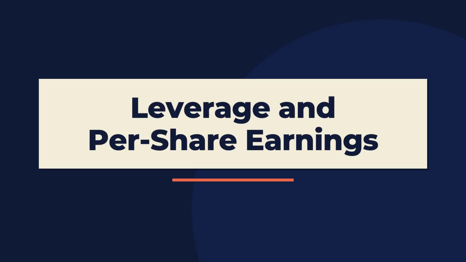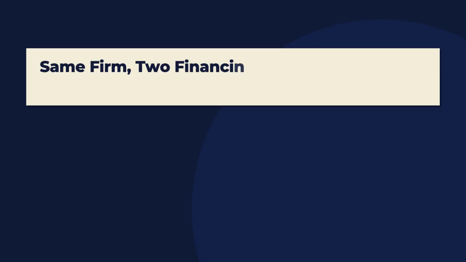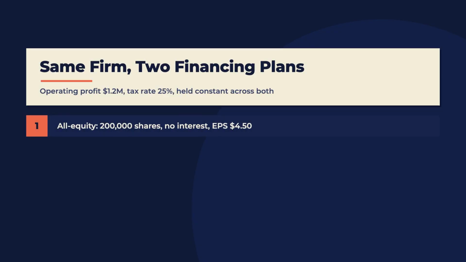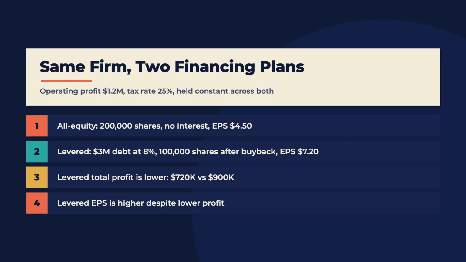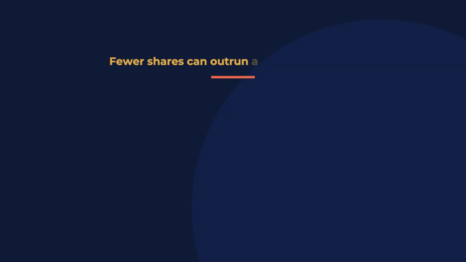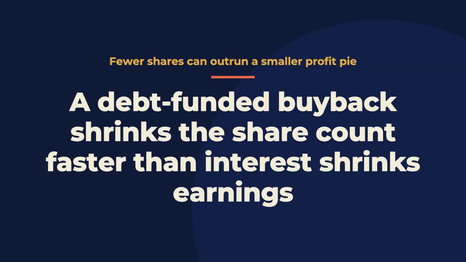Let's isolate exactly what financial leverage does by financing the same firm two different ways, holding operations fixed and changing only the capital structure. Under all equity financing, 200,000 shares split $900,000 of after-tax profit for $4.50 per share. Under the levered plan, interest of $240,000 cuts profit to $720,000, yet with only 100,000 shares outstanding, earnings per share jump to $7.20. The buyback cut share count in half, and that reduction more than offset the drag from interest.